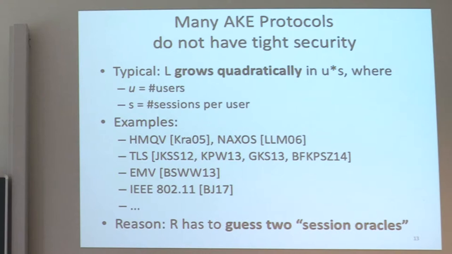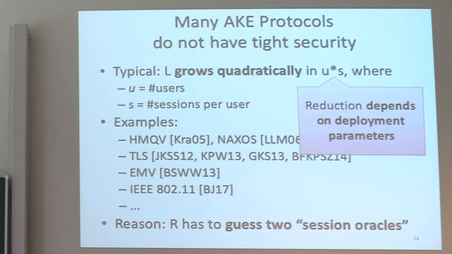This quadratic loss appears in almost all previously proven secure key exchange protocols, so high efficiency protocols like HMQV, NAXOS, TLS, EMV, and so on. They all cannot be instantiated today with theoretically sound parameters unless we are willing to pay some ridiculous penalty in the choice of parameters. The reason is always the same: we have to guess two session records.